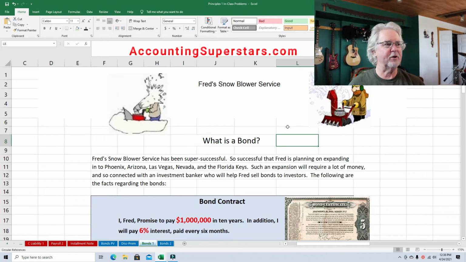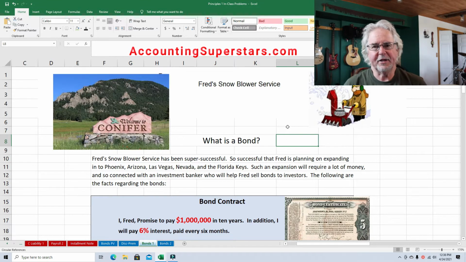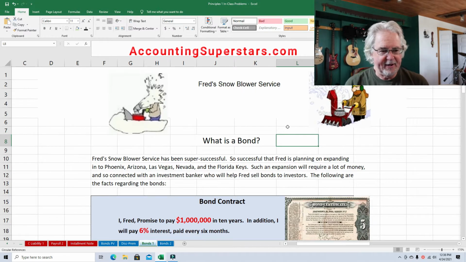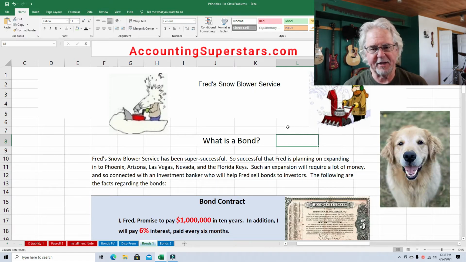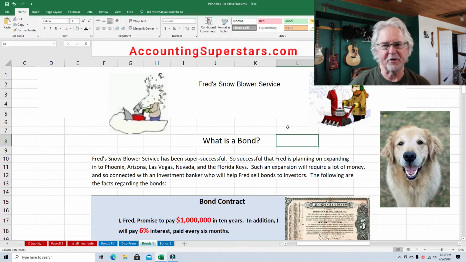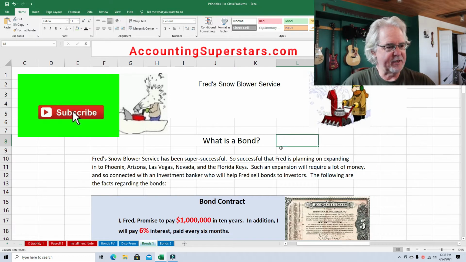Hey, well, I'm here in Colorado, in Conifer, Colorado, which is up in the foothills, a beautiful place. And today is a nice, warm day. So, pretty soon after I film this, I'm going to take the dog for a nice big walk. So, he's looking forward to it. So, let's get going here.